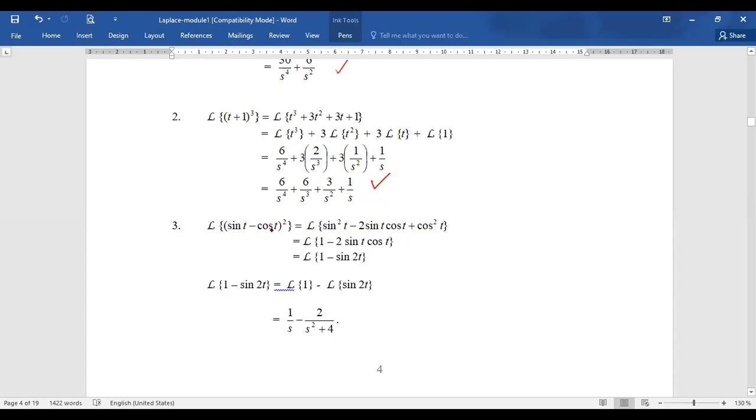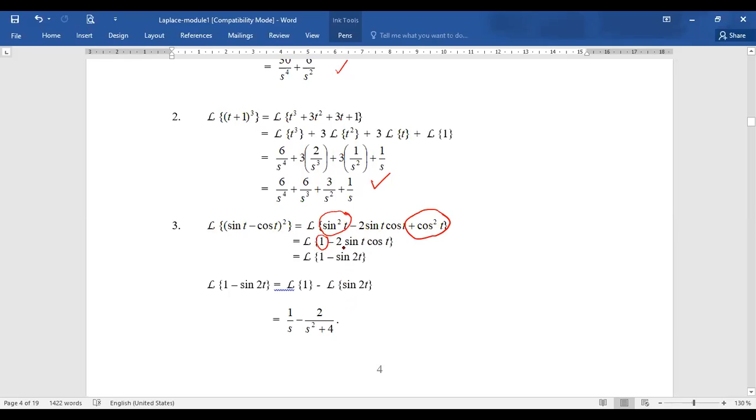Laplace (sin t minus cos t) kuasa 2. So ini pun you kena kembangkan dahulu. Bila awak kembangkan (sin t tolak cos t) kuasa 2 ni, awak akan dapat macam ni: sin kuasa 2 t tolak 2 sin t cos t tambah cos square t. Kemudian kita simplifykan dia, di mana sin square t tambah cos square t dia akan jadi 1. By using the additive trigo, sin square t plus cos square t equal to 1. Then yang tinggal adalah 1 minus 2 sin t cos t.